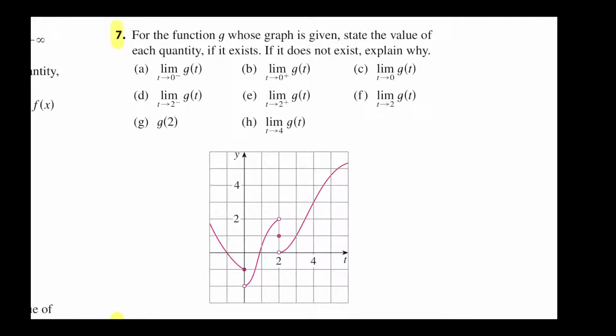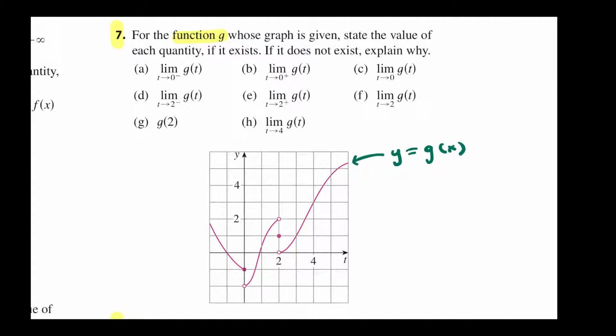I'm just gonna do question 7, and then from there I'm gonna ask that you work on these questions independently. So let's work on question 7 together. This is about a function that we're calling g. This is the function g, whose graph is given. This is the graph y equals g of x. Okay. So state the value of each quantity if it exists. If it does not exist, explain why.